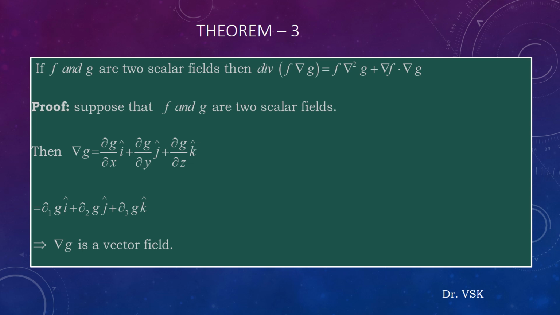But we have another notation. In that notation, dou g by dou x1 can be written as dou 1 g. Dou g by dou x2 is equal to dou 2 g. Dou g by dou x3 is equal to dou 3 g. Now, gradient of g or del g equals dou 1 g i cap plus dou 2 g j cap plus dou 3 g k cap. So we can understand that this del g is a vector field.